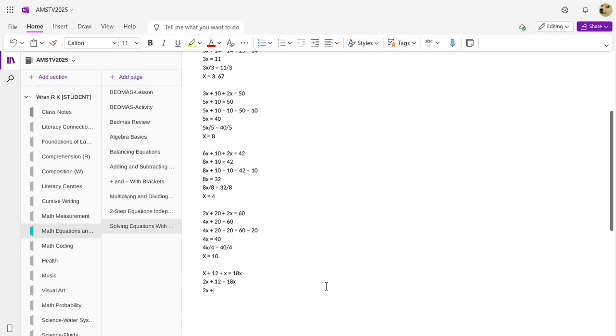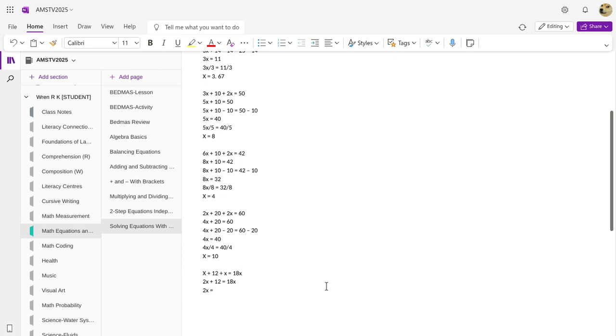Subtract. I got a minus 2x. I got to take it away. So 2x from 16x... take away 2x from 18x, plus 12, equals 16x. Wait, you gotta be patient.